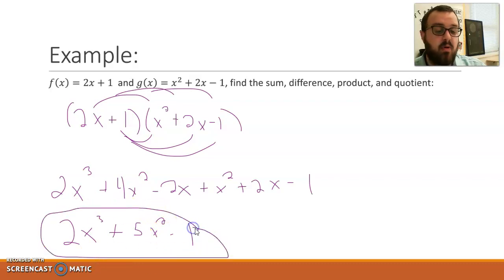And there we go, that would be the product of these two, okay? Quotient might actually be the easiest one. When you go to do quotient, you're just going to divide them. So you have x squared plus 2x minus 1.